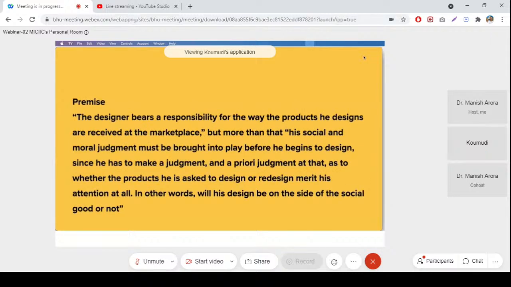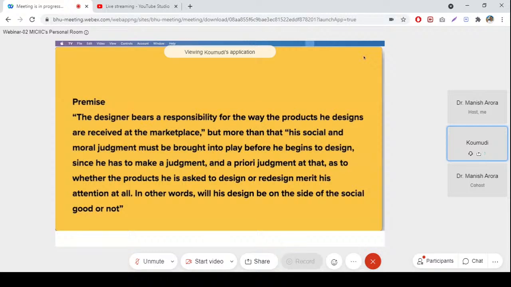To Papanek, the social and ecological good were not separate. He considered these two entities to be codependent. He said, the designer bears a responsibility for the way the products he designs are received at the marketplace. But more than that, his social and moral judgment must be brought into play before he begins to design. Since he, that is the designer, has to make a judgment, and an a priori judgment in that.